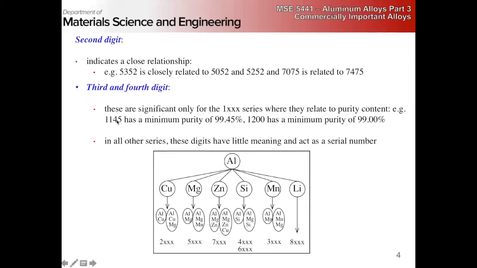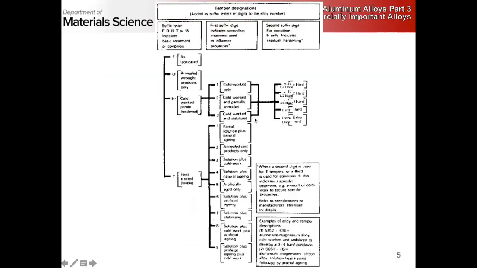So 1145 means it has a minimum purity of 99.45%, where 1100 would be a minimum purity. This should be 1100, not 1200. 1100 has a minimum purity of 99%. Sorry about that typo. Should be 1100. Okay.